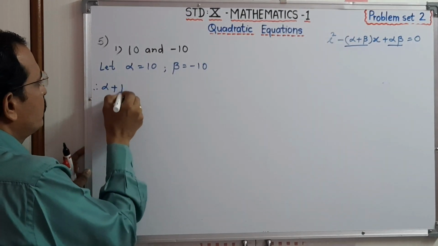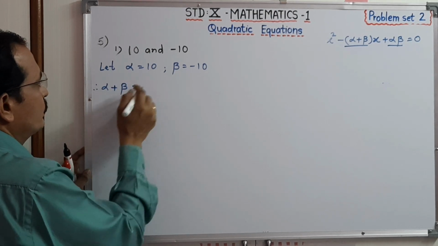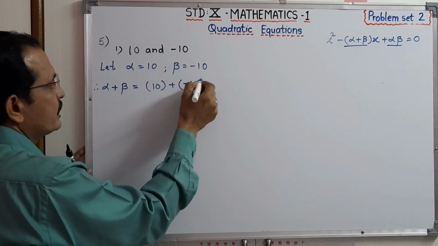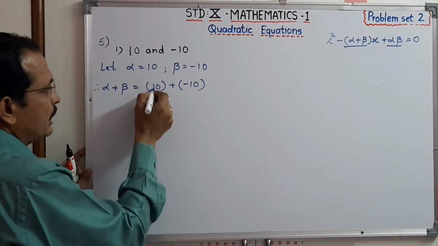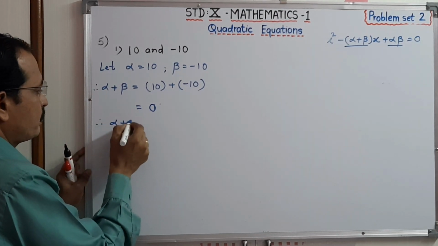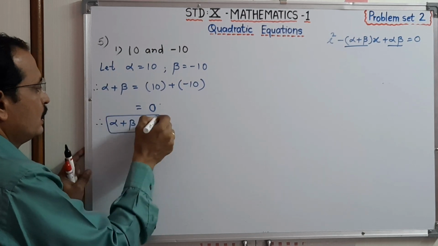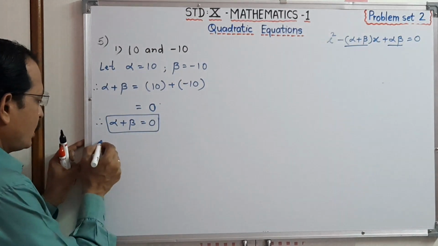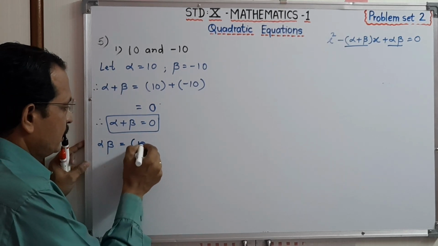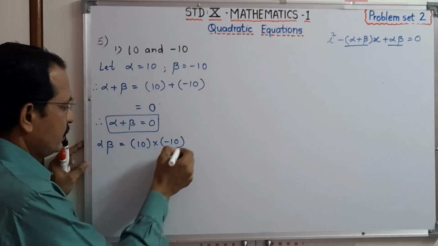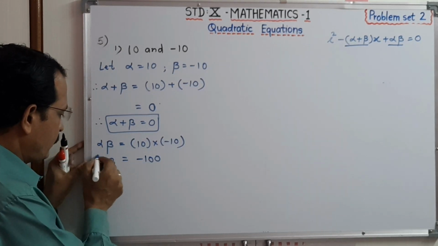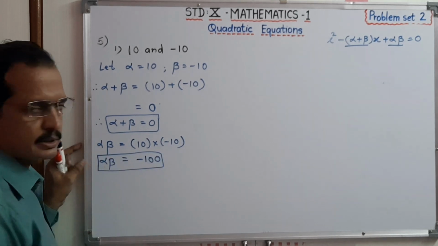Therefore, alpha plus beta is equal to 10 plus beta, which is minus 10. Therefore, it is 10 minus 10, it is 0. Therefore, we get here alpha plus beta is equal to 0. Now, we have to find out alpha into beta is equal to 10 into minus 10, it is minus 100. Therefore, we get here alpha into beta is equal to minus 100.